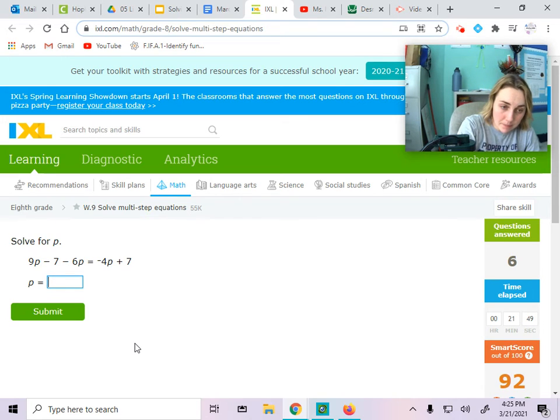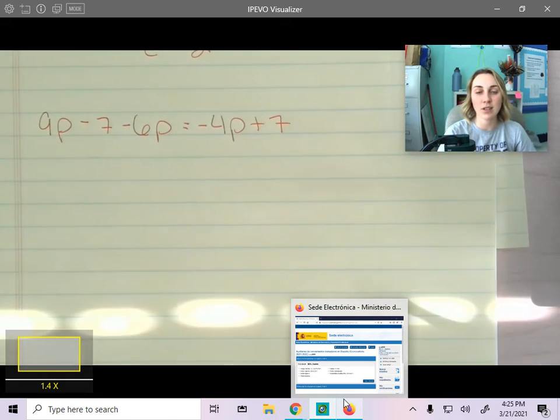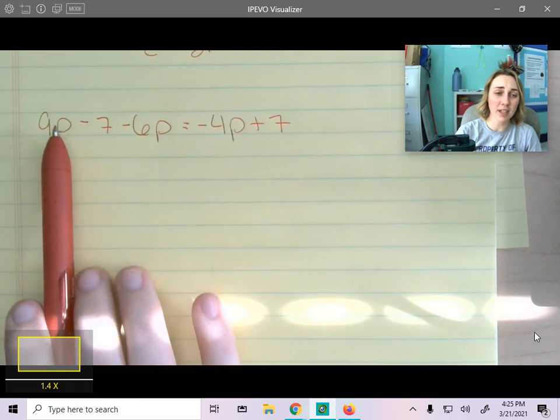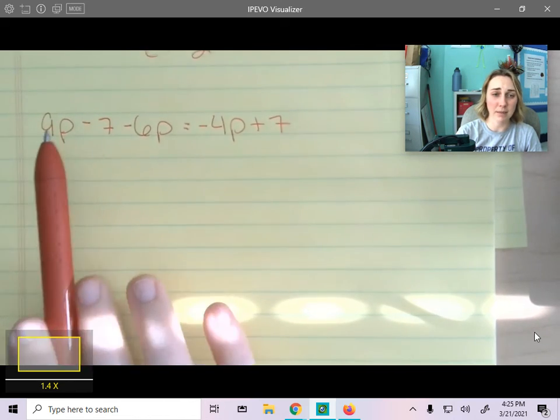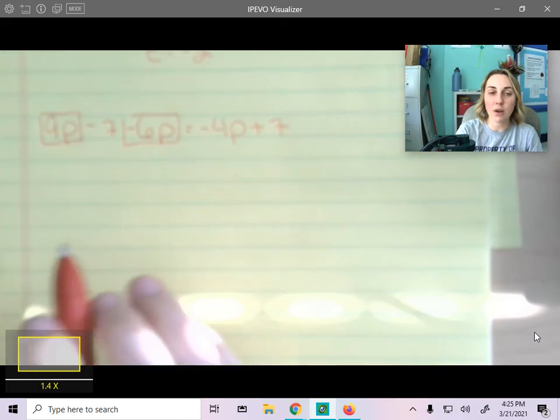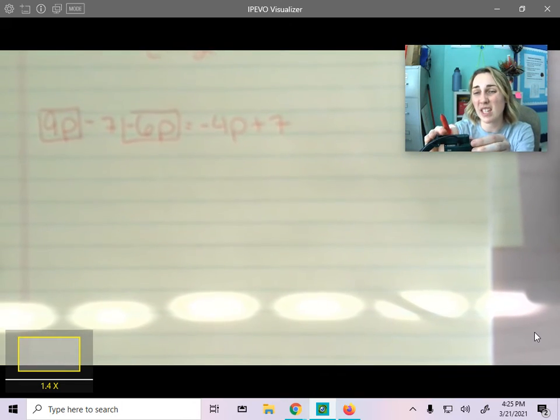So we have 9p minus 7 minus 6p is equal to negative 4p plus 7. So if I remember back to my notes, it said distribute first, and then it said combine like terms, and then it said do everything else. So in this case, I don't have a chance to use a distributive property. But what I do have is if I'm looking on this side, I can combine some like terms. I have a 9p here and a negative 6p that I can go ahead and solve them. So I need to do that first.